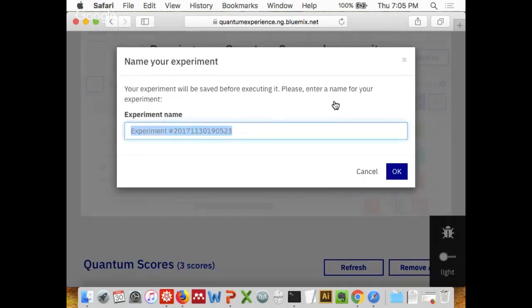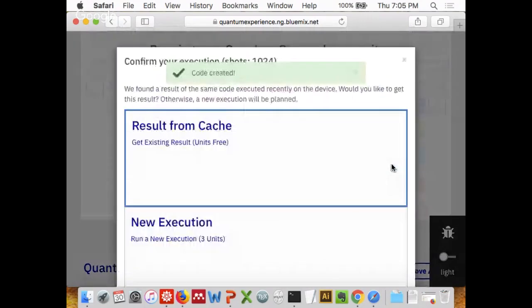I'll click run. It'll say, oh, you should name your experiment. So we'll call this Grover search with 2 qubits. Click OK. Confirming your execution. 1,024 shots. We found a result. Oh, I already made this code earlier, so it's telling me, why are you doing this? You already have the results. But if you did it, then probably it didn't say that. So let's look at the results I got last time, just so that we don't have to wait for an email.